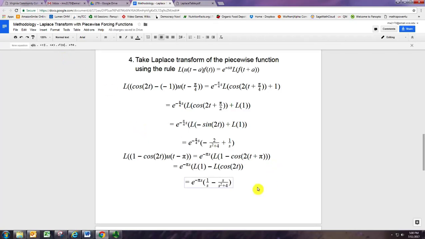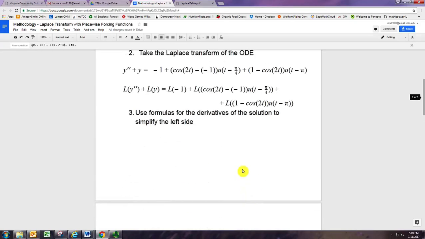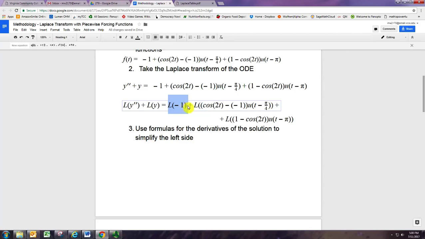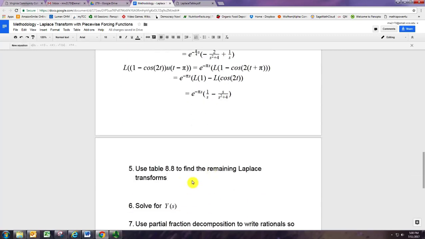All right. There was one remaining Laplace transform, and that was the L of negative 1. Some of them may not have piecewise stuff, and so we do that in step 5. And this is just negative 1 over s.